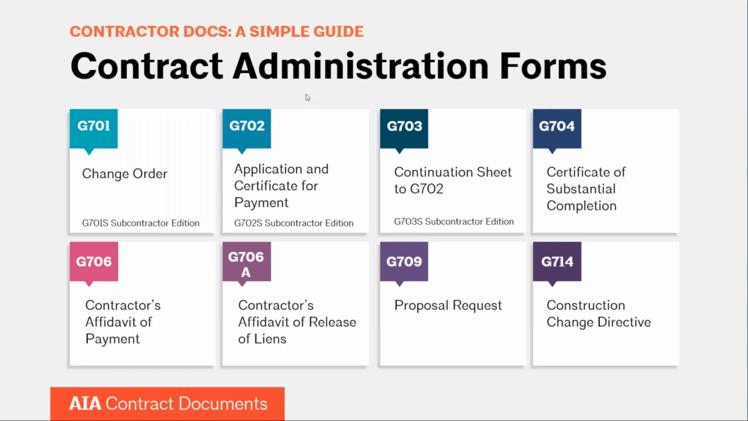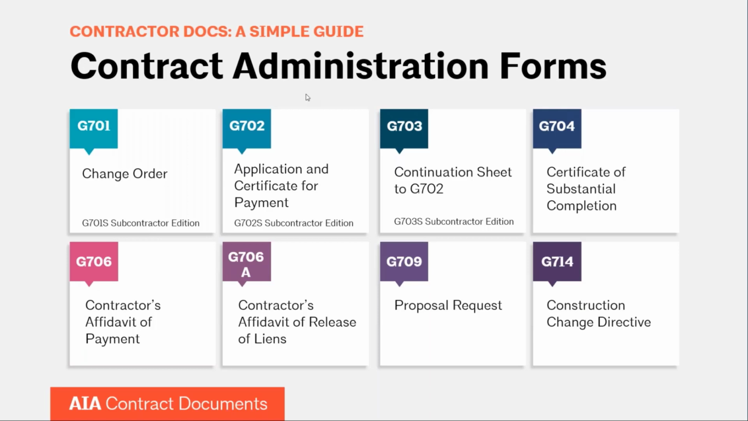And then G702, called the application and certificate for payment, is the cover sheet, the top sheet, the actual application, where the contractor or the subcontractor is applying for payment and asking for a specific amount. And in the case of the contractor to owner version, the normal version, that is where an architect will certify that payment.